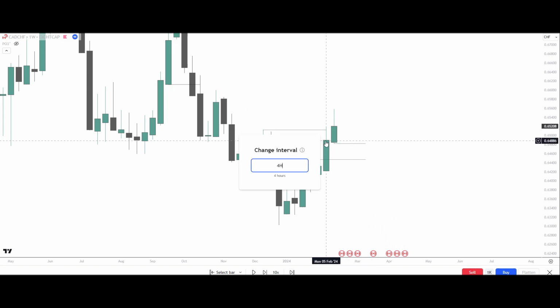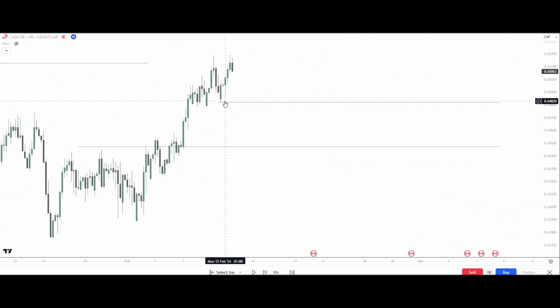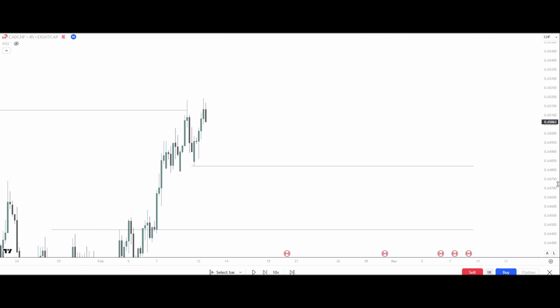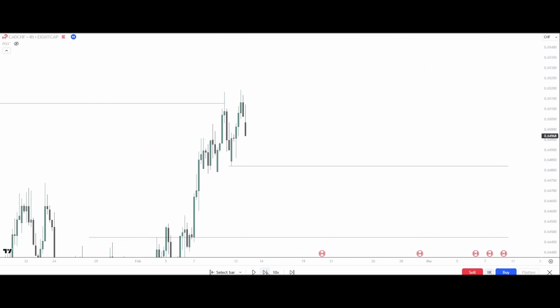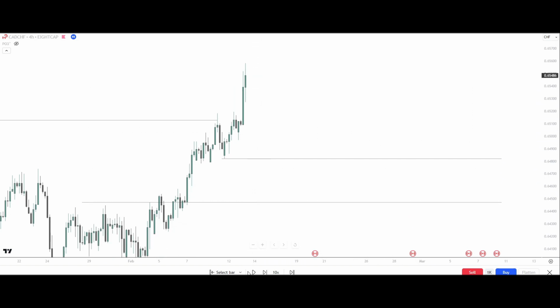So let's go into the 4-hour chart and do the same thing. So this is that fair value gap, right? This is that external range liquidity. Now let's see how the market rolls out. A move higher, right?